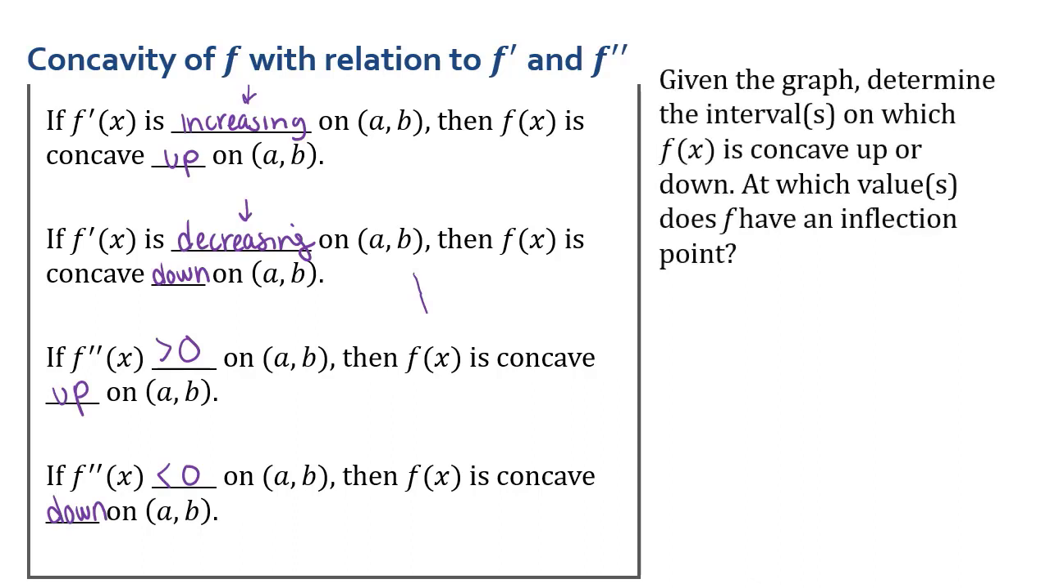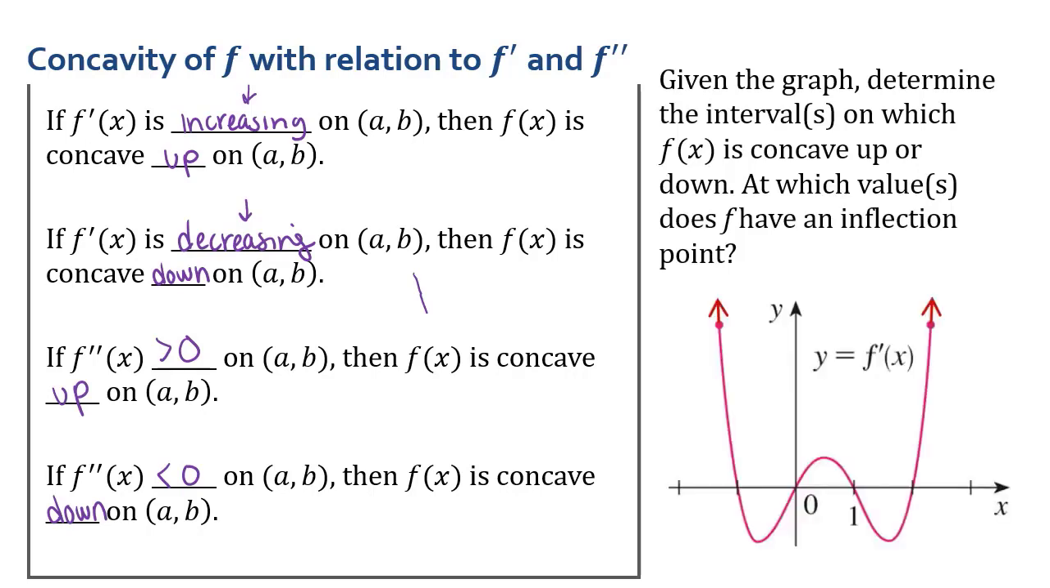So let's look at an example. Given the graph, determine the intervals on which f of x is concave up or down. At which values does f have an inflection point? Okay, so here's our first derivative. So our first derivative, we said where it is increasing is where the graph is concave up. So this first derivative graph is increasing from here to here, and then it's increasing again from here to here.